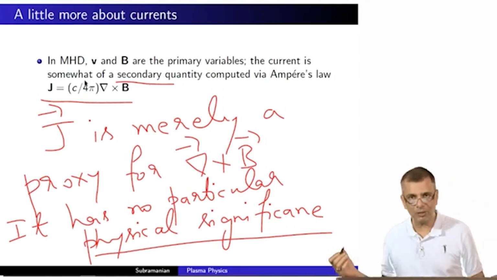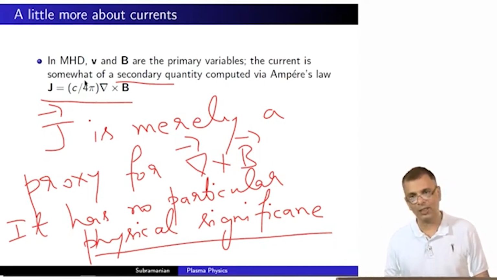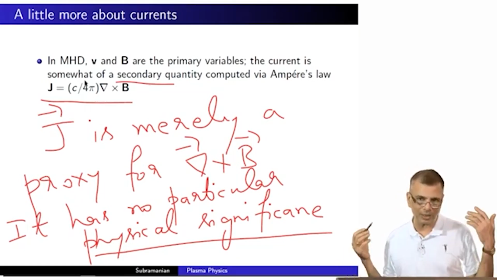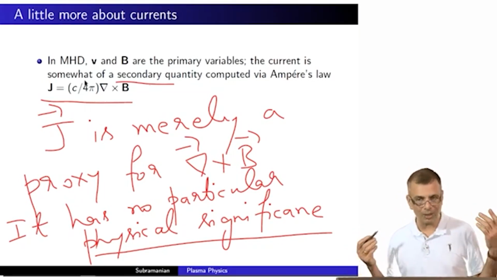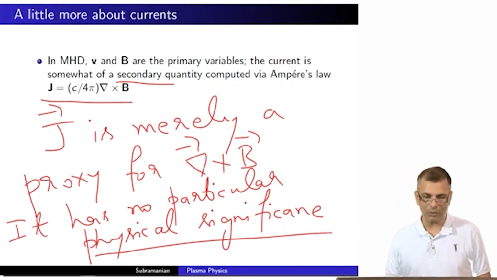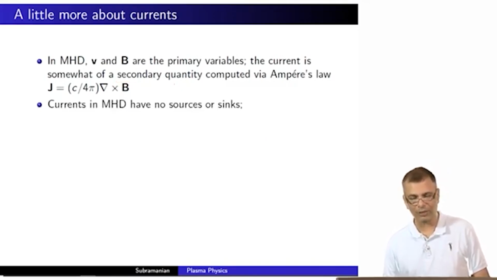So, if someone asks you what is the current density, what is the meaning of the current density in MHD, you say that it's essentially, don't worry about it, it's essentially telling you something about the curl of B. That is it. Okay. Why? Because we will see this. Why do I say that it has no real physical significance?